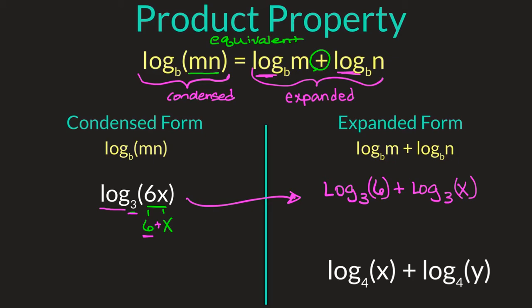Now, let's go backwards. If I have 2 parts and I have multiple words, like I have the log written multiple times, like in our next example on the bottom right, so we have a log base 4 of x being added to a log base 4 of y, that means I need to put it together. When I go to the condensed version, I will only write this log base 4 one time.